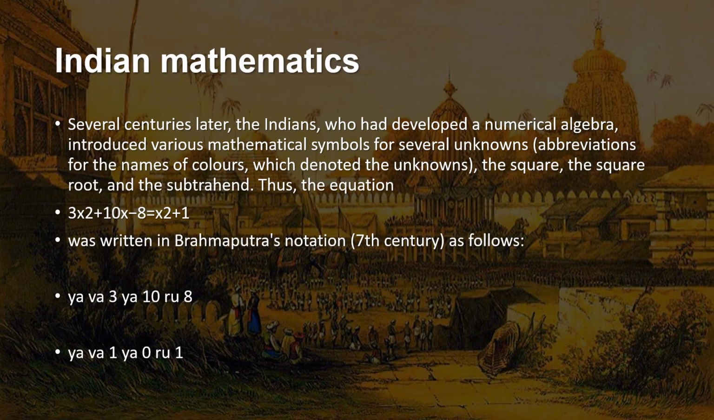So for Indian mathematics, several centuries later, the Indians developed, of course, numerical algebra. They also introduced different mathematical symbols for several unknowns, so abbreviations for names of colors denoted the unknown, the square, the square root, and so on. So, for example, if there is an equation that we write now, this is how in their notation they would have written it. It would have looked something like that.